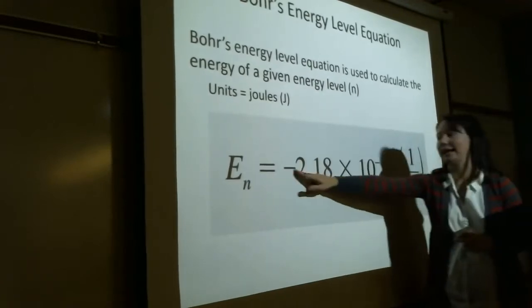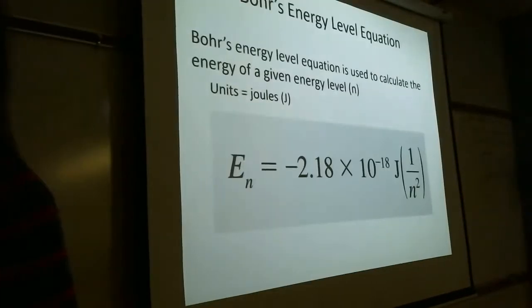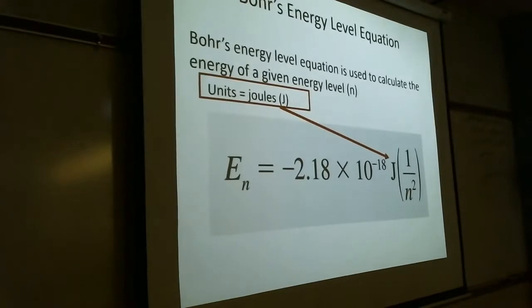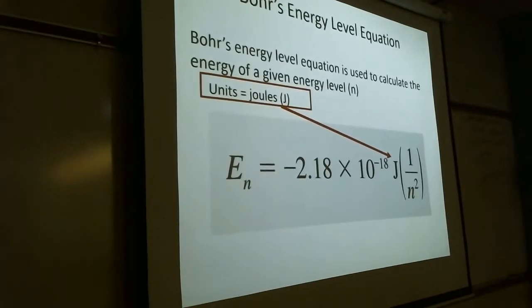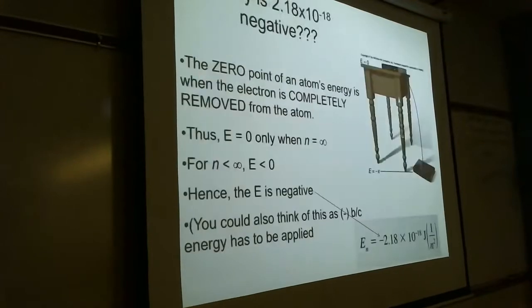And there is a negative in here, okay? That is a negative that's built into the equation. And the units here are joules. Okay, make sure you note that. The units here are joules. This is energy, so my unit is going to be joules.